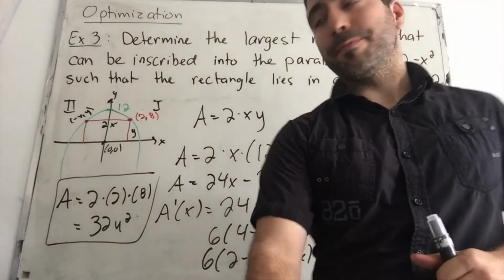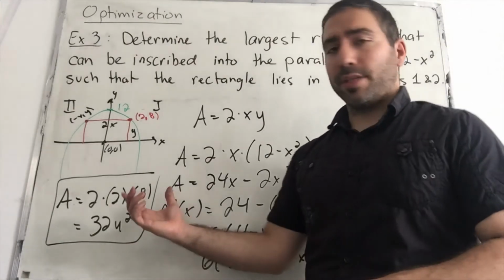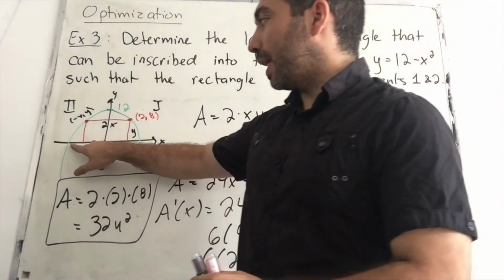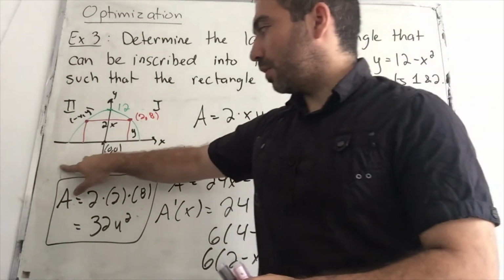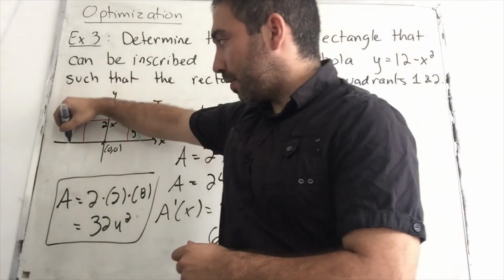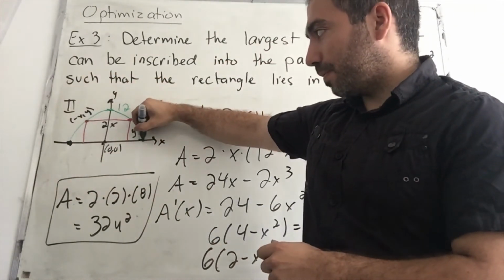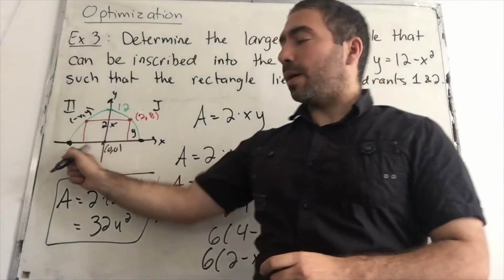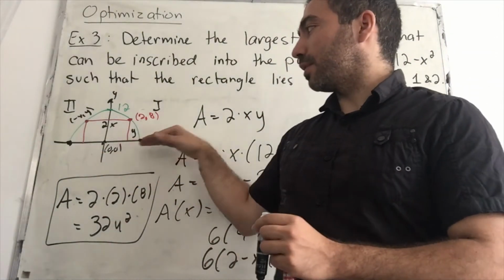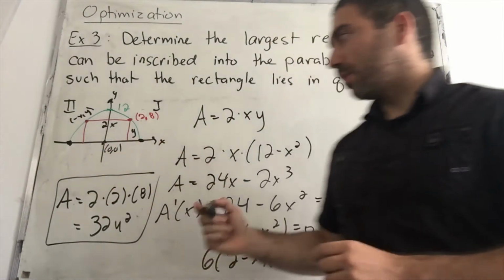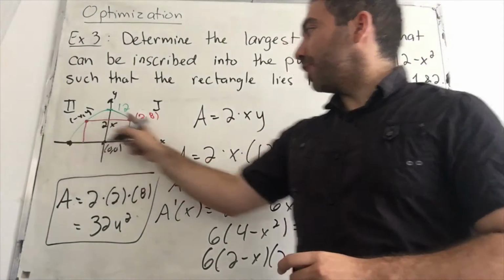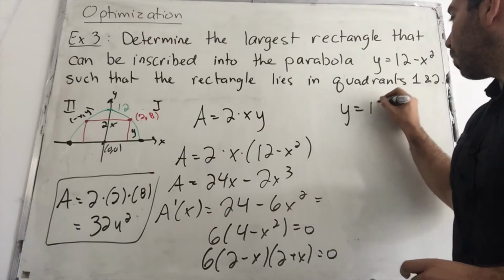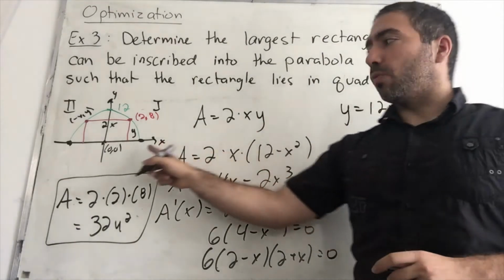Let's check the domain. Know that the domain of this function over here in green has to lie in the first quadrant, so it's going to be, let's say, from this point here to this point here. Okay. What do we know about these points? Well, they lie on the x-axis, which means that their y's are 0. So we could take the green function here, which is y equals 12 minus x squared, and substitute the y with 0.